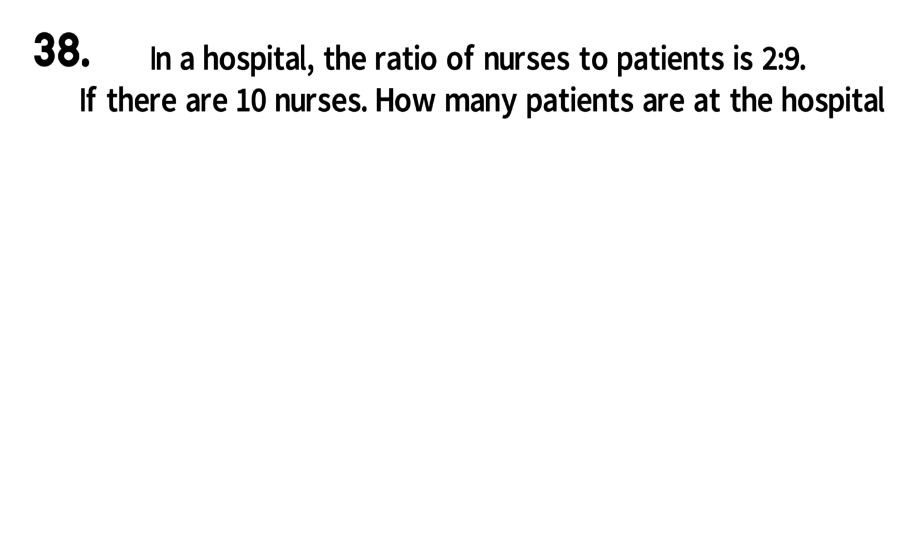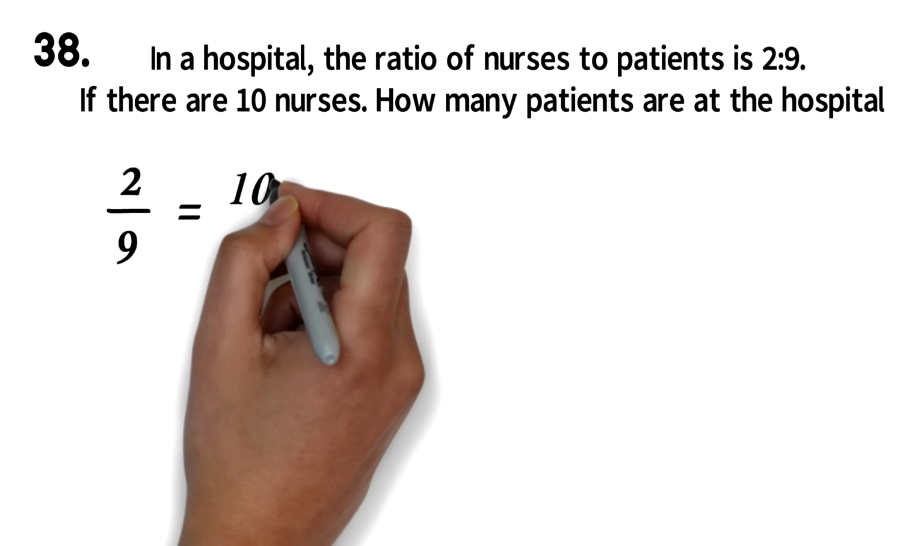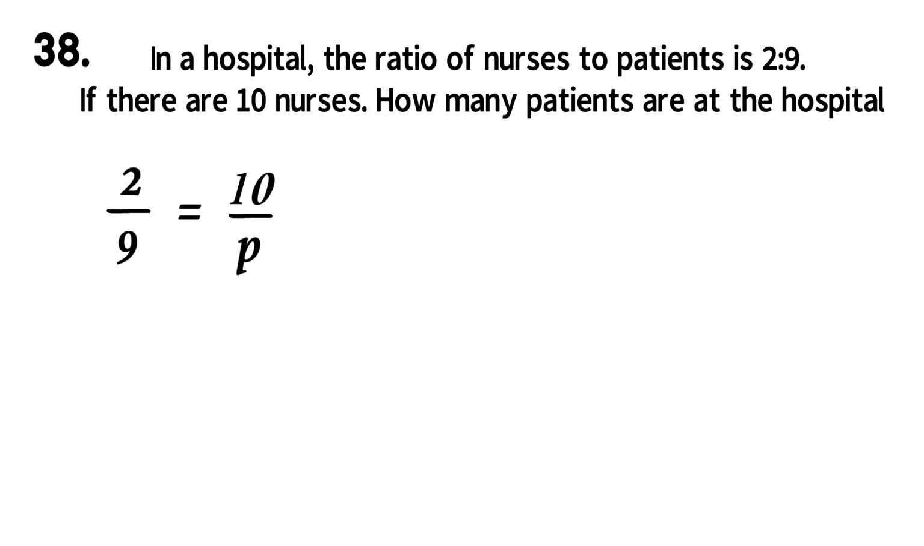In a hospital, the ratio of nurses to patients is 2 to 9. If there are 10 nurses, how many patients are at the hospital? You can write the ratio 2 to 9 as 2 over 9. We will equate this to 10 over p, where p represents patients. We wrote the 10 on the top because the ratio of nurses is on the top. We wrote p at the bottom because the ratio of patients is at the bottom.